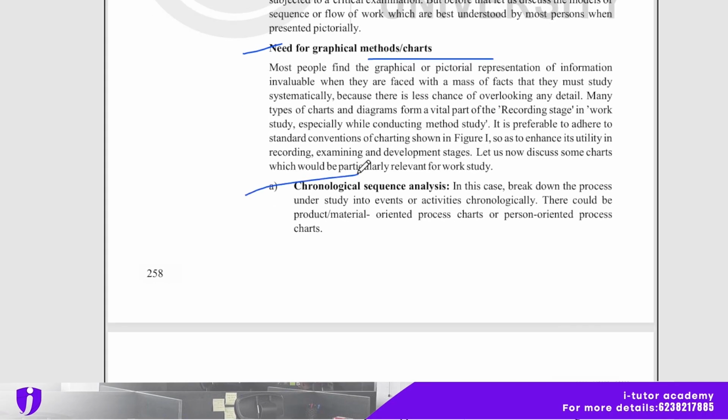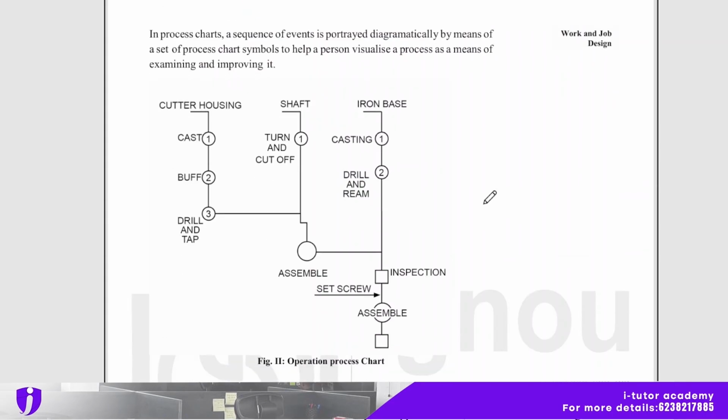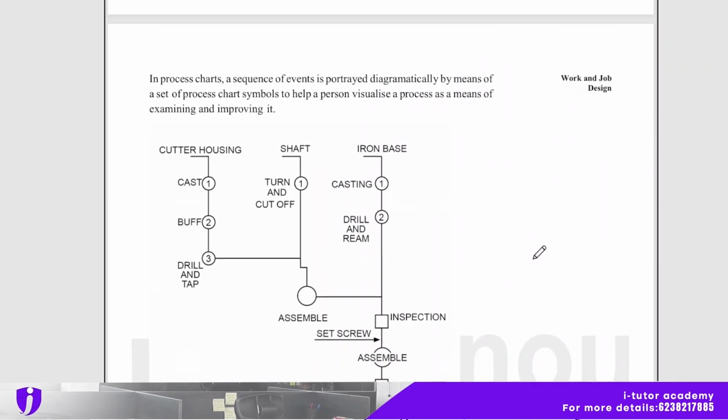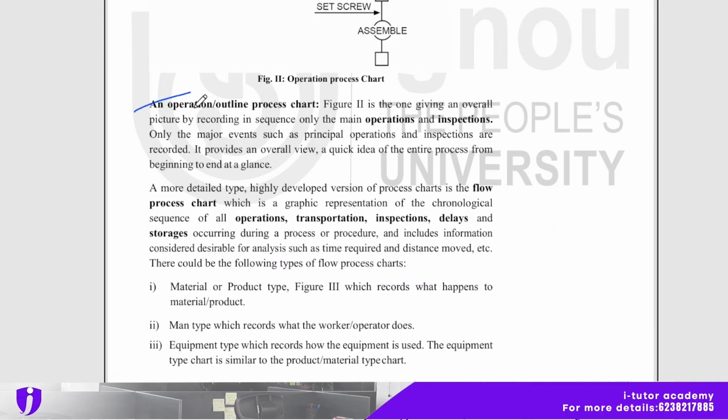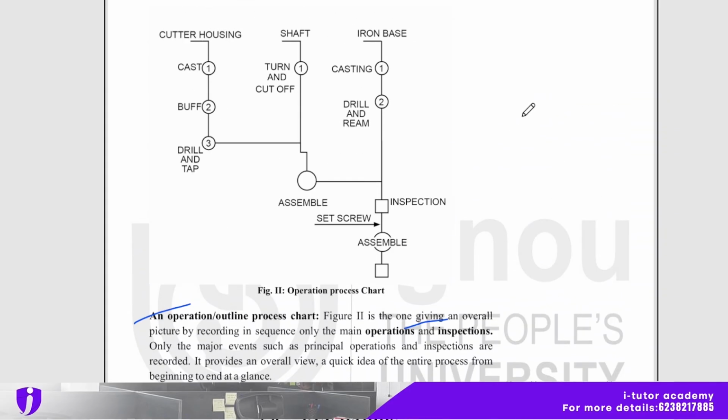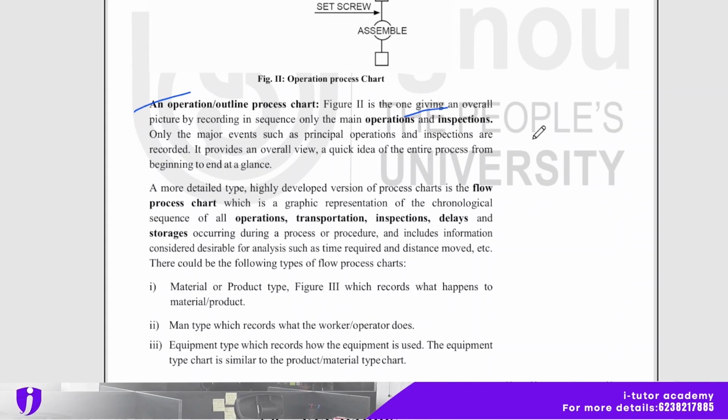One is chronological sequence analysis, and so this is the operation process chart analysis. Next is the operation or outline process chart. Figure 2 gives an overall picture by recording in sequence only the main operations and the inspections. So use your study material also parallelly with this video.